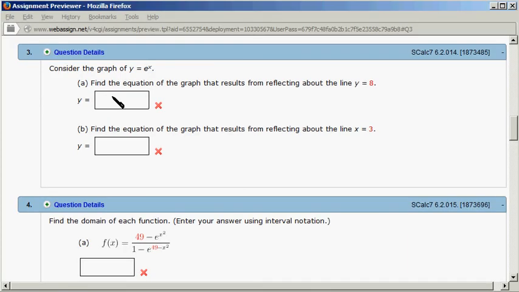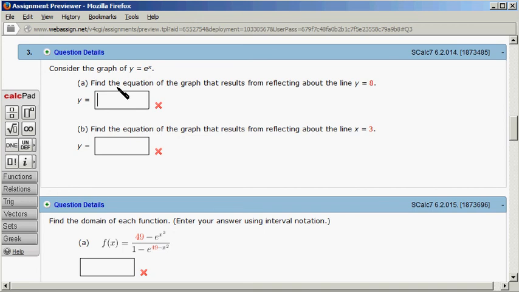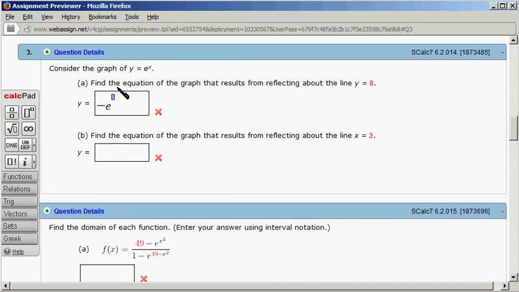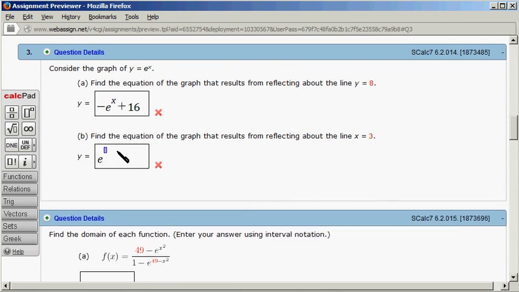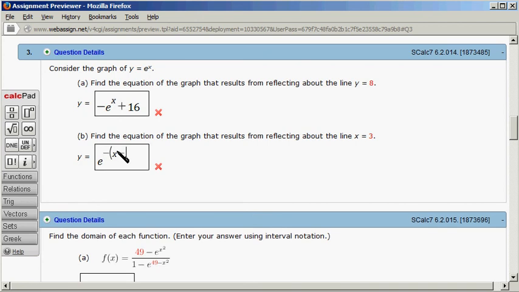This one was negative e to the x, then we're going to shift it upward 16 units. This one was e to the negative (x minus 6).